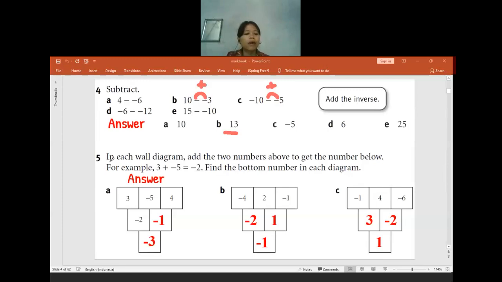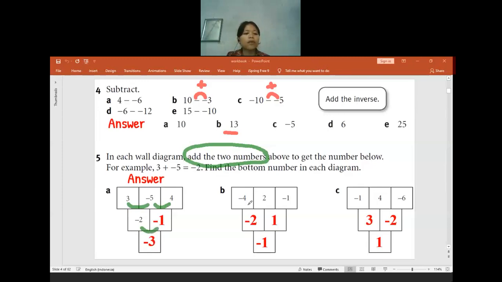For question 5, if we have a diagram like this, a pyramid, read what you have to do. Here it says we need to add the two numbers above. So 3 plus negative 5 equals negative 2. Negative 5 plus 4 equals negative 1. Then negative 2 plus negative 1 is negative 3.